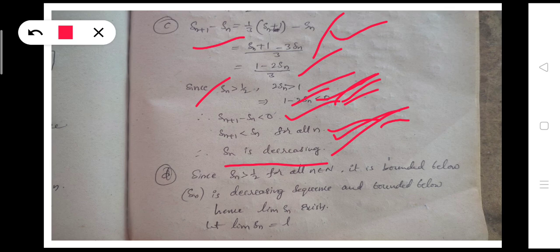Now we need to continue the solution. Since S(n) is greater than 1/2, given for all n belonging to the natural numbers, it is bounded below, and S(n) is decreasing. A decreasing sequence that is bounded below has a limit, so the limit of S(n) exists. Let the limit of S(n) be L.